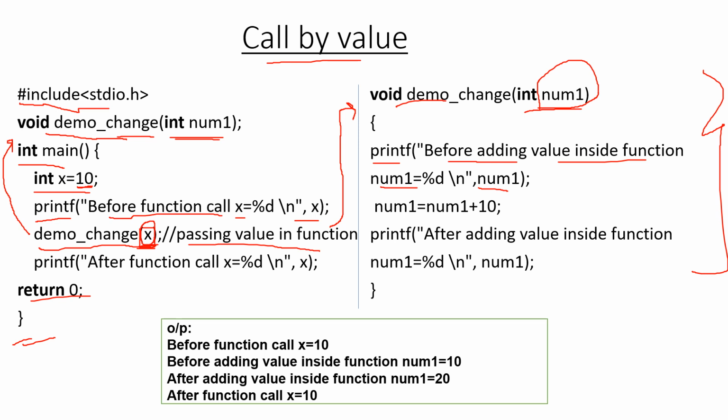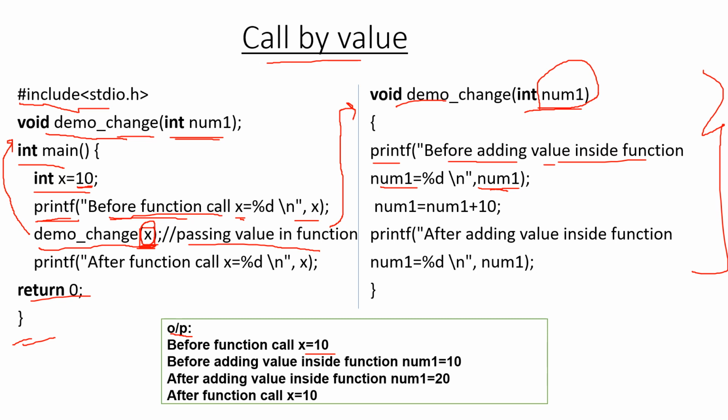So the first statement, before adding the value inside the function, only prints the variable, so x will be printed. As you can see in the output, the first statement in int main simply printed the value, that is, before function call value of x. So you can see before the function call my value of x is 10 here.